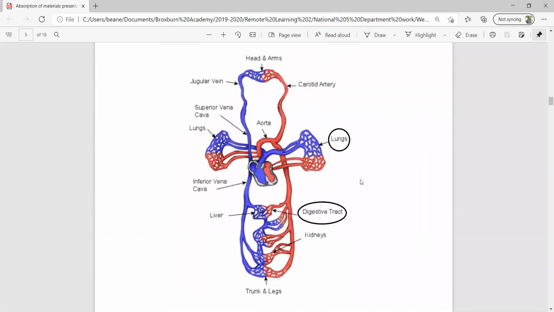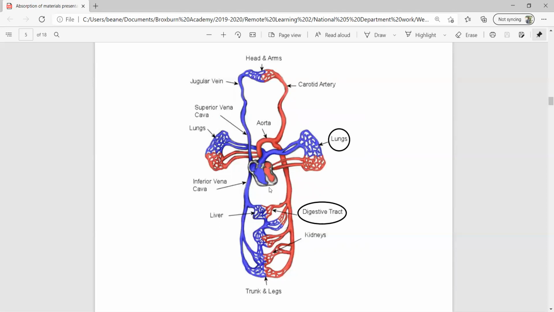So if we consider the circulatory system again for a minute or two, we've got some of the blood here is blue, some of it is red, and we said in the last lesson that that was to do with the state of the blood in terms of its oxygen. So the veins are predominantly carrying this deoxygenated blood around the body, and the arteries are carrying this oxygenated blood around the body.